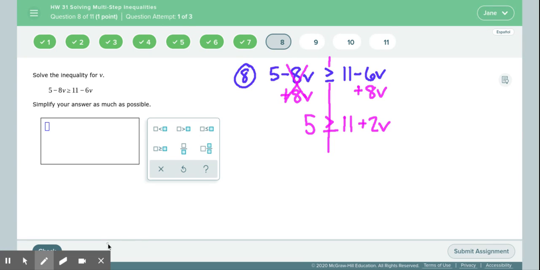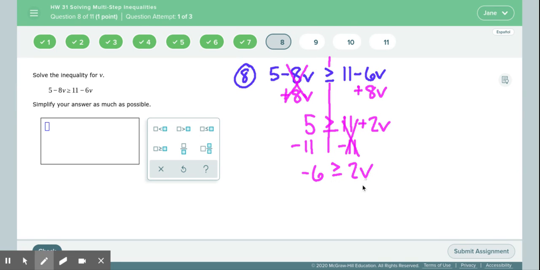All right, so now I go through and I solve this the same way I did the last two. Here's my variable. It's being multiplied by 2. I also have an 11. Get rid of what's unattached to the variable first, which is a positive 11. The opposite of a positive 11 is a minus 11. So I'm going to do a minus 11 on both sides. 5 minus 11 would give me a negative 6, is greater than or equal to, these cancel each other out.